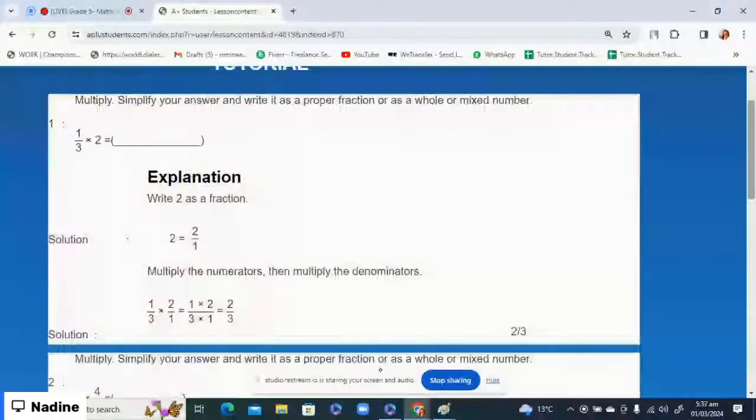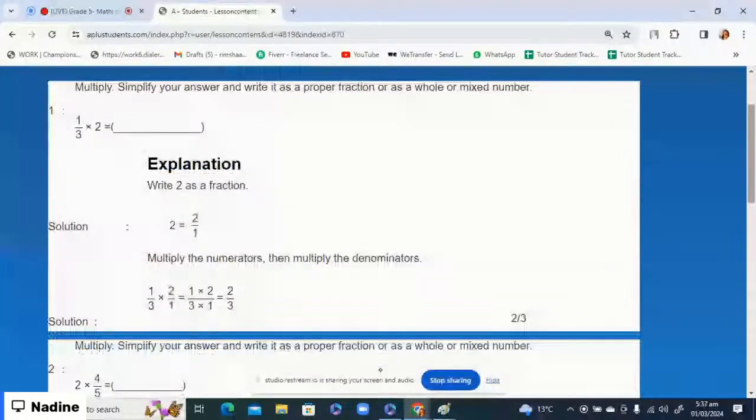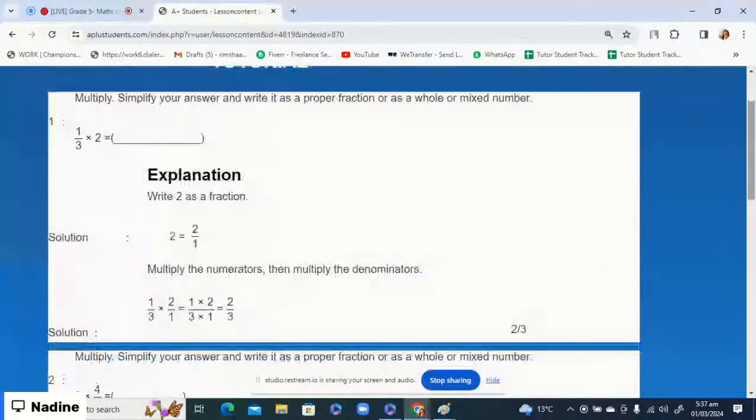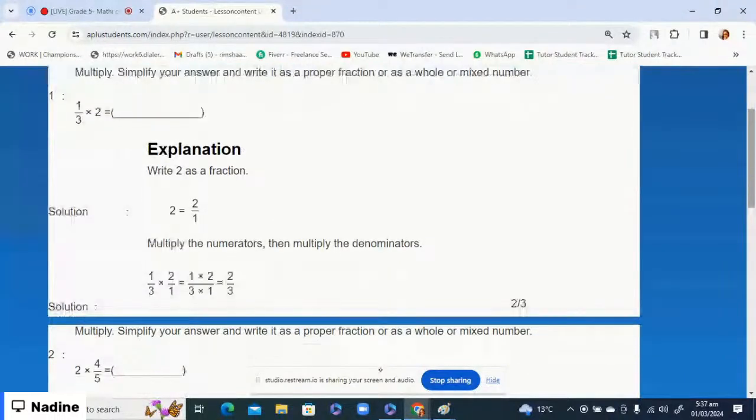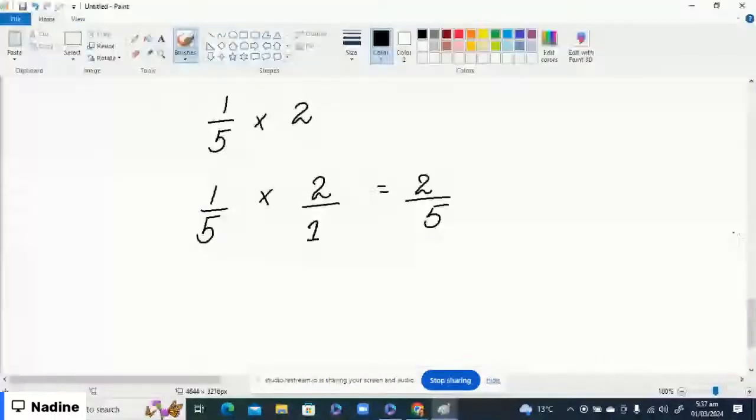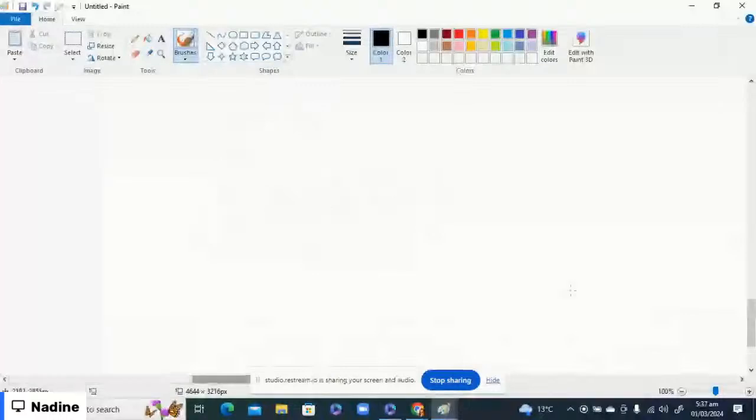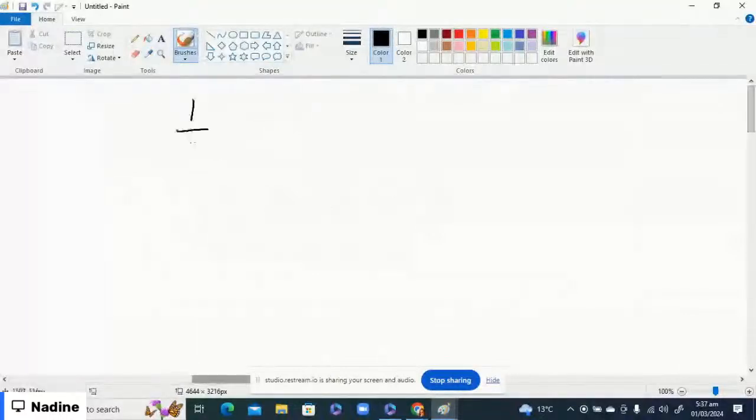So this is 1 by 3 times 2, and we convert this as a proper fraction or as a whole or mixed number. So 3 times 2, what is the answer of that? As we already know, we convert this to a fraction. So 2 can be changed into 2 over 1. This is the fraction form of that 2.